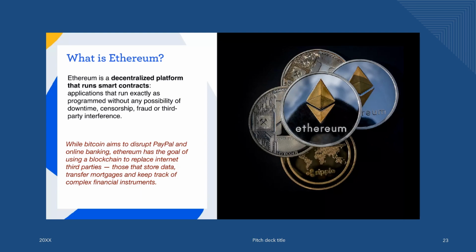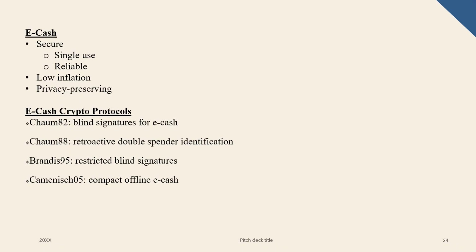Then in terms of eCash, obviously we value eCash because it's secure, single use, reliable, has low inflation, and you can preserve privacy. These are some of the protocols that crypto uses to protect the people who use it. You have blind signatures for eCash, retroactive double spender identification, restricted blind signatures, and compact offline eCash.